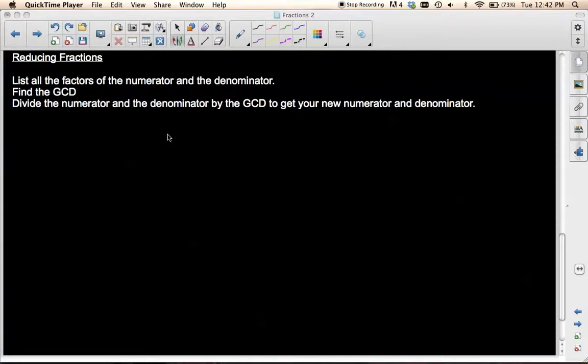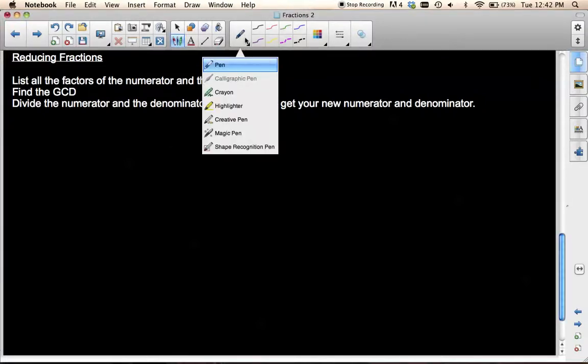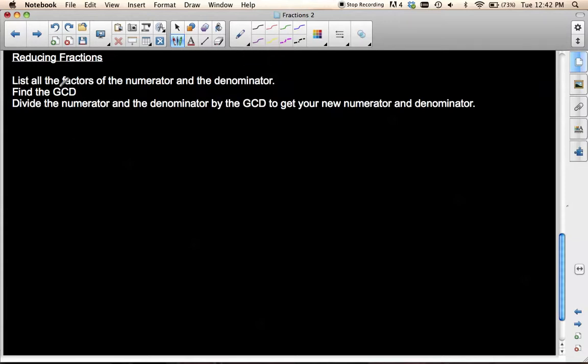Okay guys, so we're going to talk about reducing fractions. So what we need to do is figure out what we need to do to reduce a fraction. So the first thing they say is list all the factors of the numerator and the denominator, find the greatest common divisor, and then divide the numerator and the denominator by the greatest common divisor to get your new numerator and denominator. Now that sounds like a lot, but it really isn't.